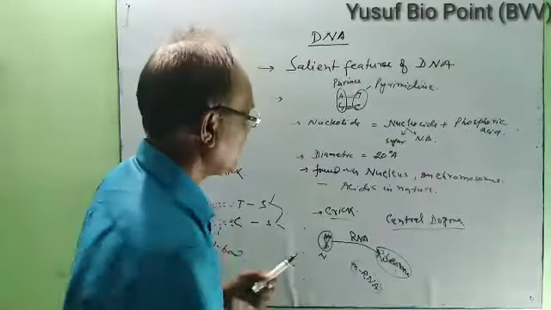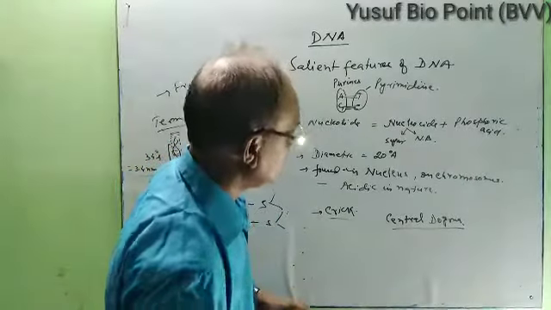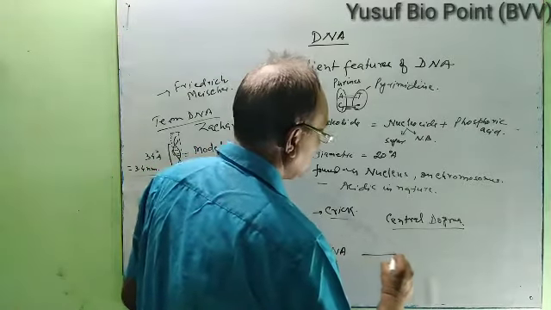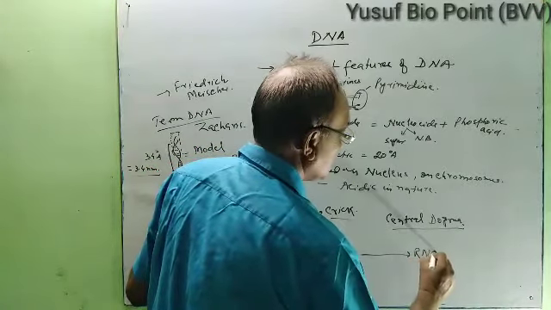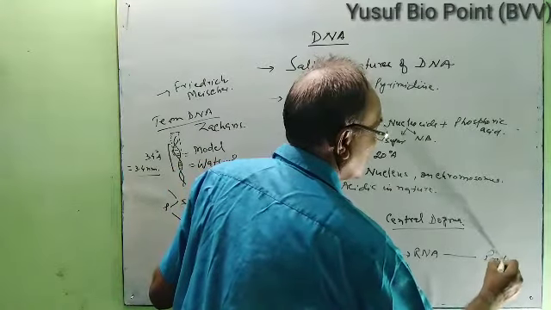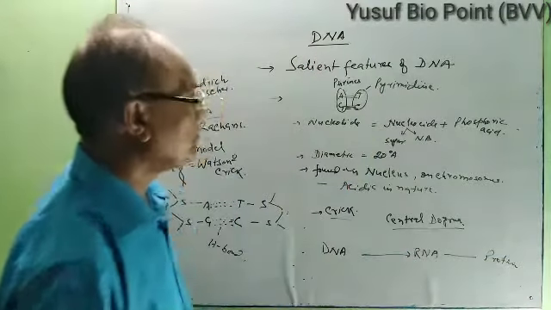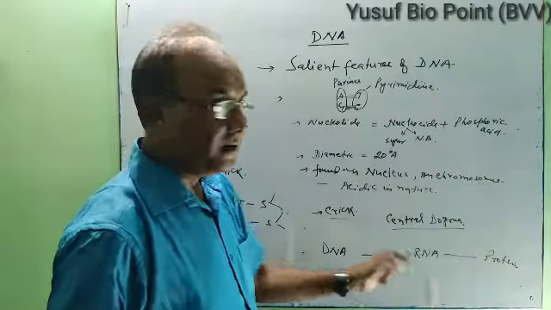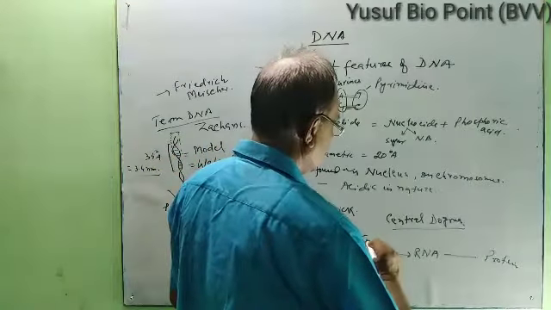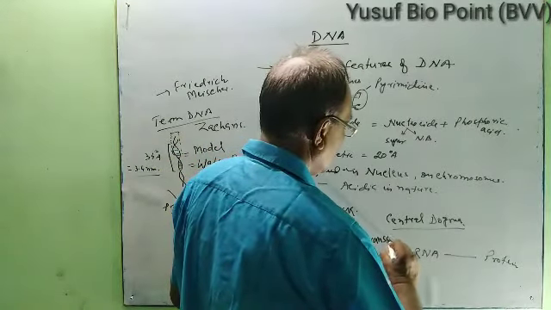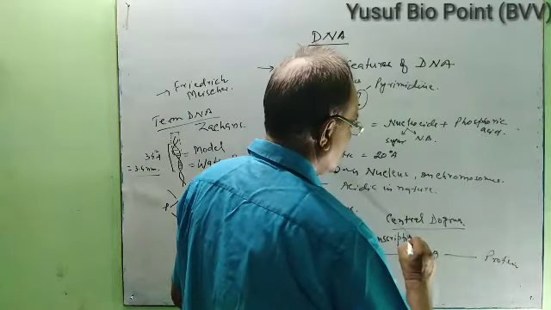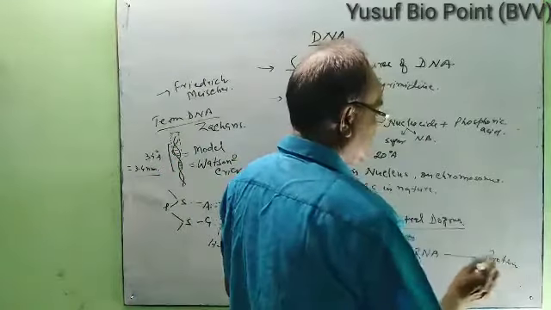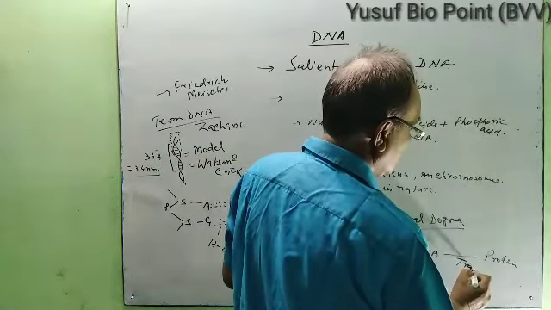So DNA, RNA, this is protein. This process by which the DNA changes into RNA is known as transcription, and ribonucleic acid to protein is called translation.